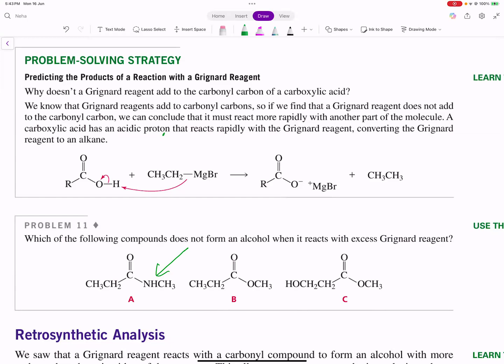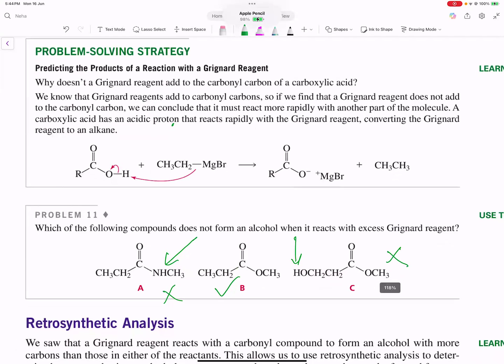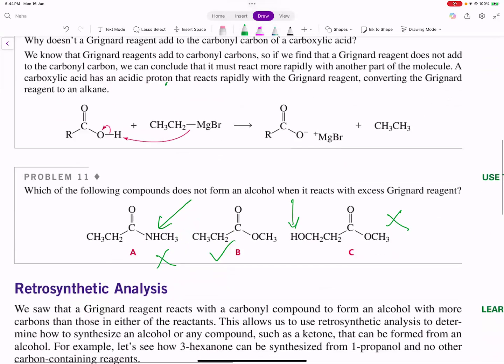Because here the proton is attached to nitrogen, right? So it is an acidic proton. Here we'll get an alcohol. Here again, this H will be picked, the acidic one. So here we won't be able to get the alcohol. In the C, Grignard will not attack the ester, because it will just pick the proton and destroy itself.